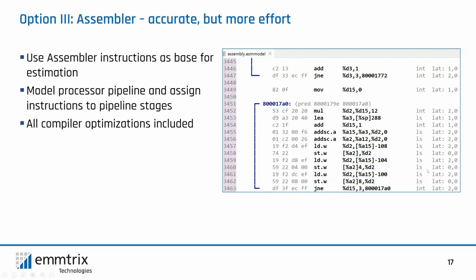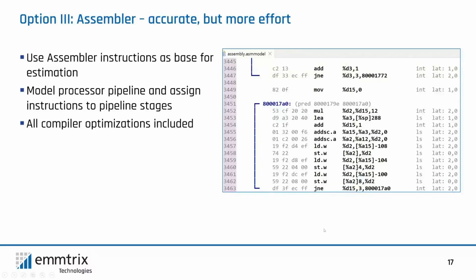And with this kind of information, we can model the processor pipeline and assign these instructions to pipeline stages to model the timing of the actual execution. The advantage of this assembler code here is that really all compiler optimizations are included. So if there was a loop here, this is already flattened. We only have basically jump instructions to specific addresses if something of that loop remains.